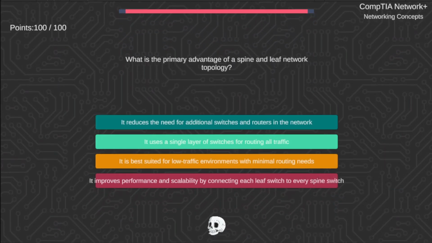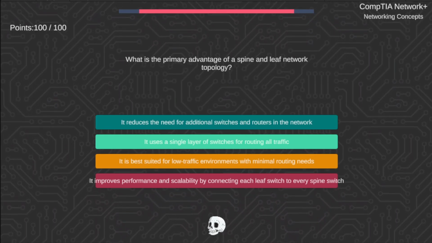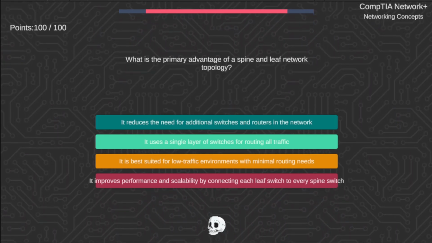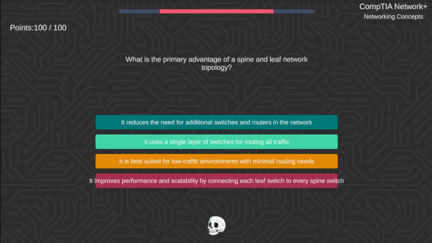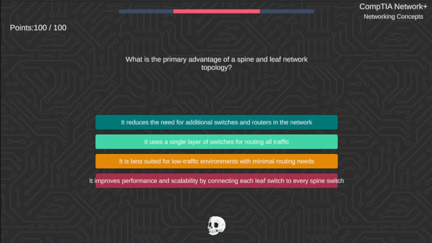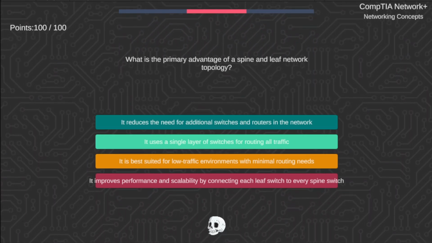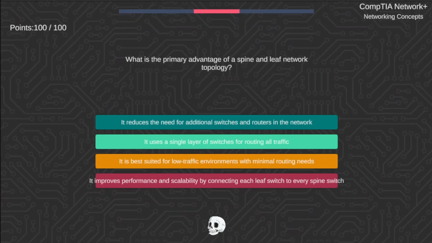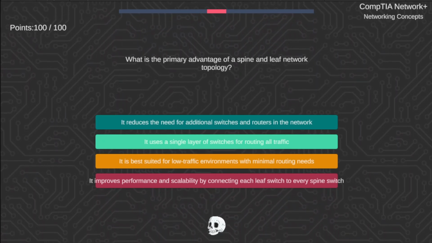What is the primary advantage of a spine and leaf network topology? It reduces the need for additional switches and routers in the network. It uses a single layer of switches for routing all traffic. It is best suited for low traffic environments with minimal routing needs, or it improves performance and scalability by connecting each leaf switch to every spine switch. The primary advantage of a spine and leaf network topology.